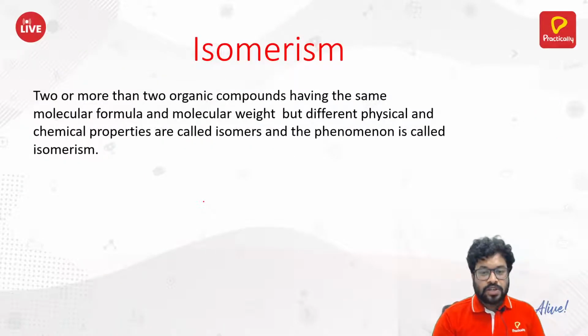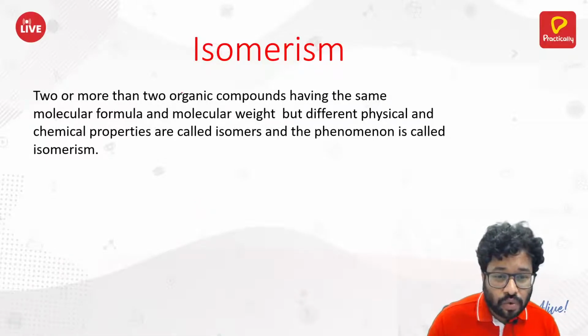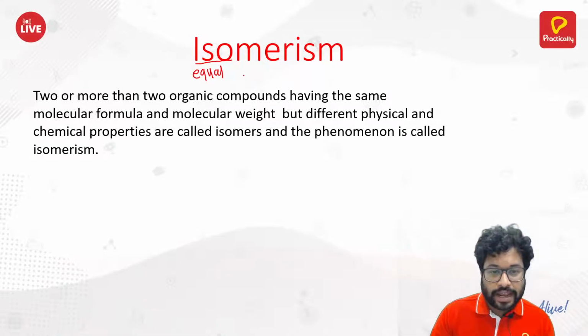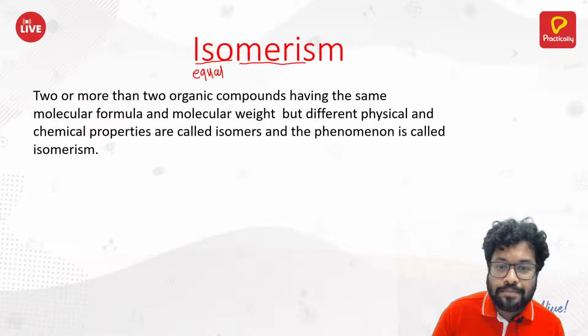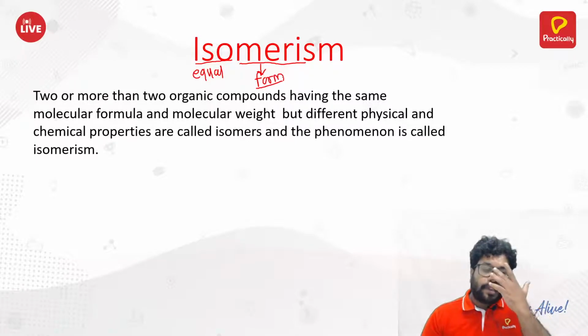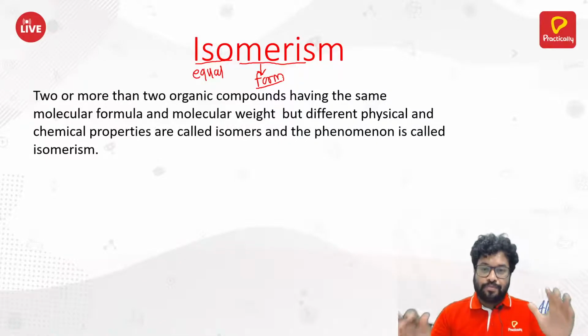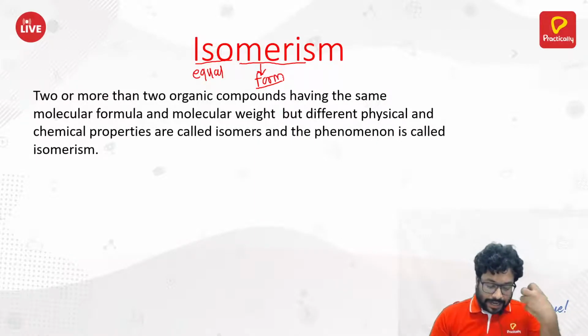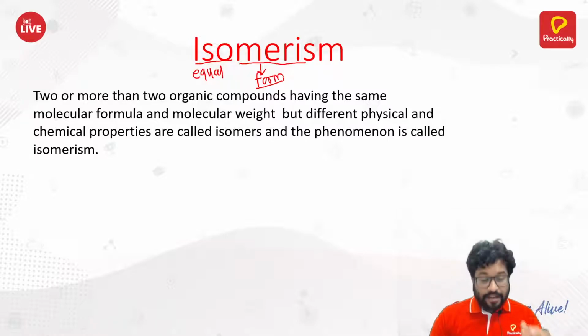So, what is isomerism? What is the meaning of this iso? Iso means equal, or something which is equivalent. And mer means form. So, equal form, something which has an equal form. That is what the word says. Isomerism, equal form. But that is not the exact meaning as such. We're going to see what it is.